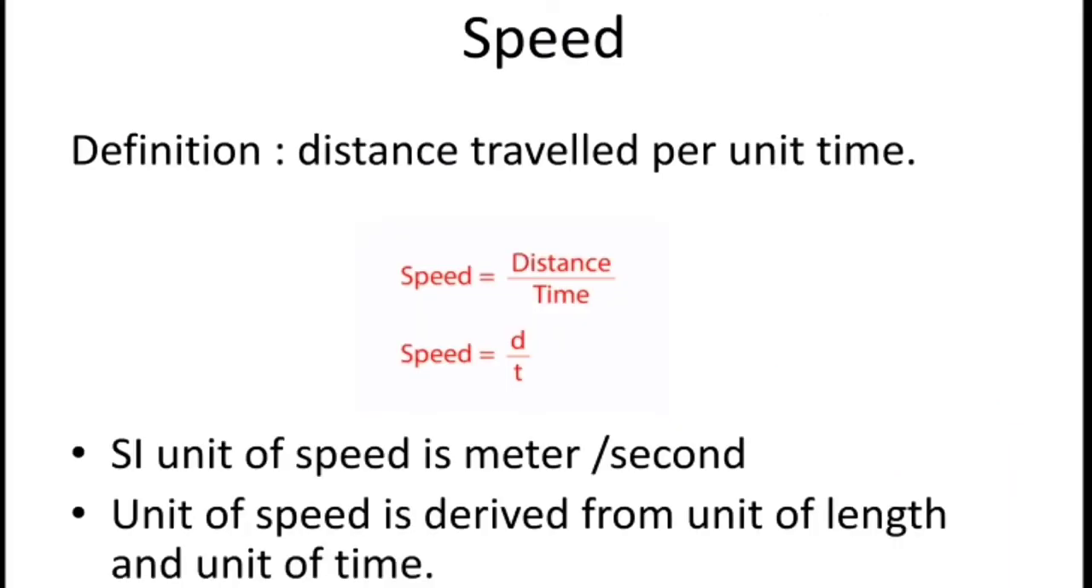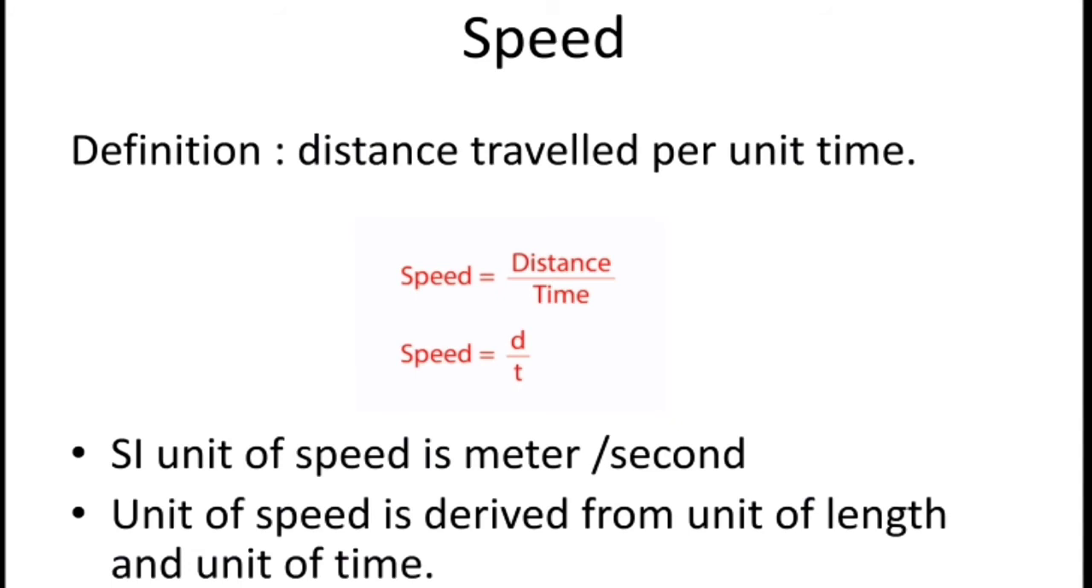Coming to an example of scalar quantities, that is speed. Speed can be defined as distance traveled per unit time. The formula to calculate speed is distance divided by time, d for distance, t for time. The SI unit of speed is meters per second. It has no direction, it has only value. Such quantities are called scalar quantities. To remember it easily, S for speed, S for scalar.